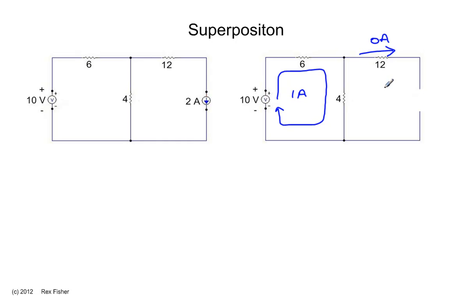Let's map those currents back to the circuit. We're going to have 0 amps flowing here. We have 1 amp flowing here. Put the A for amps on that one. And we have 1 amp flowing down this way.